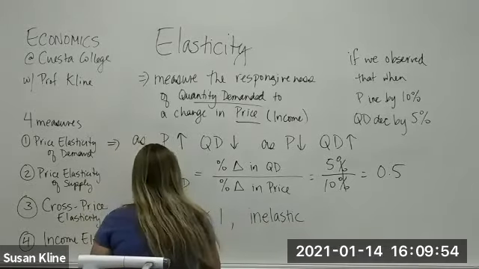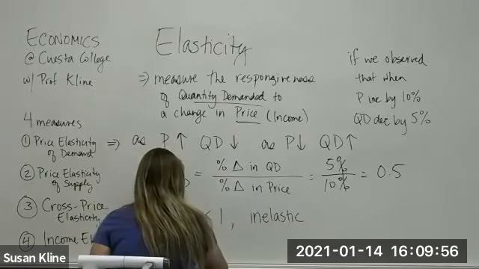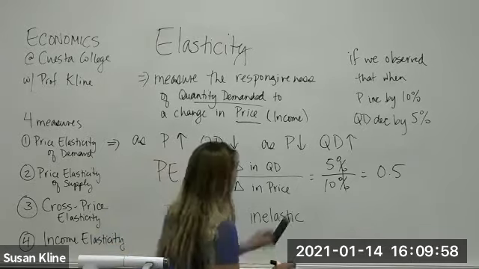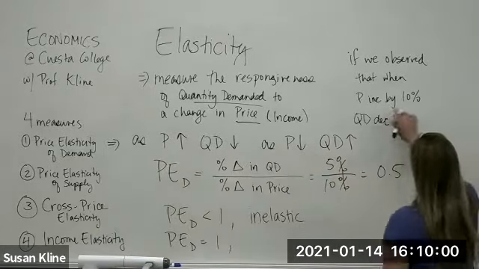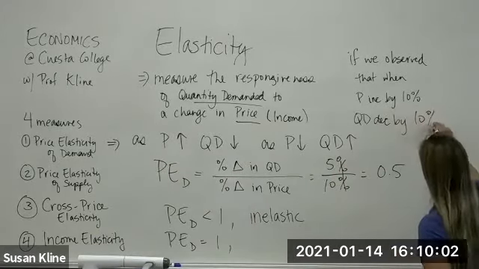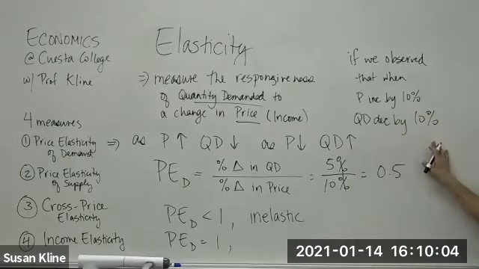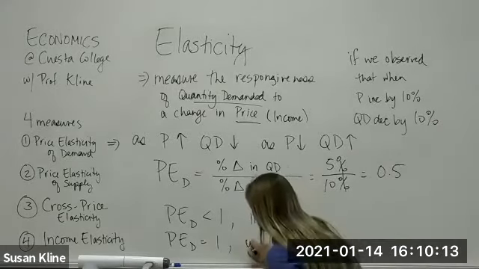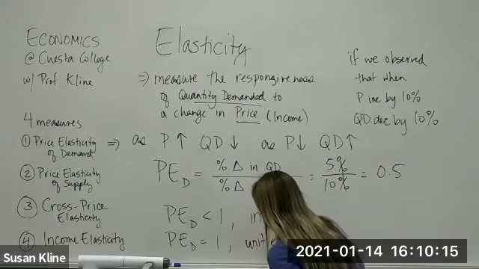If it's equal to 1, well, in our example, that would have been if price increased by 10%, quantity would have decreased by 10%. That would be 1. For every 1% that price went up, quantity demanded went down the same amount. That's going to be equal to 1. That's going to be unit elastic.